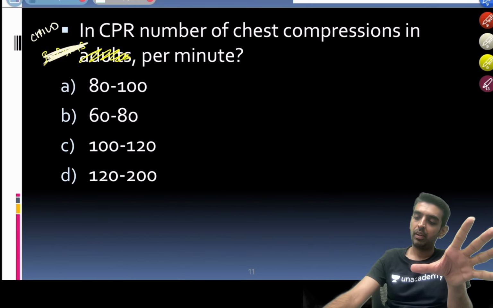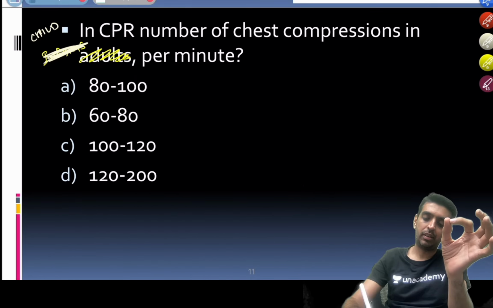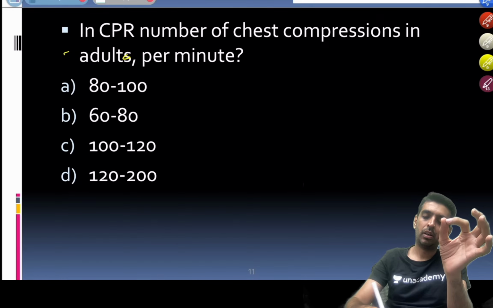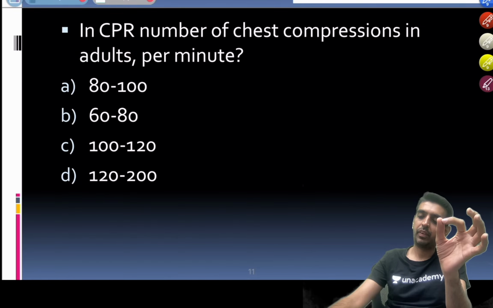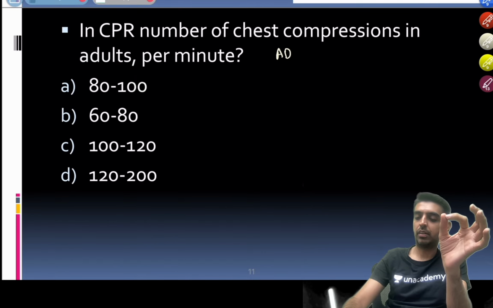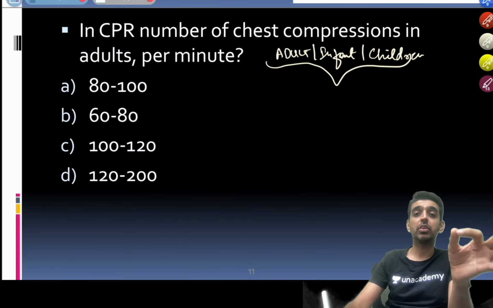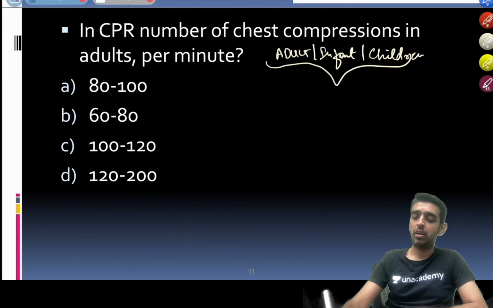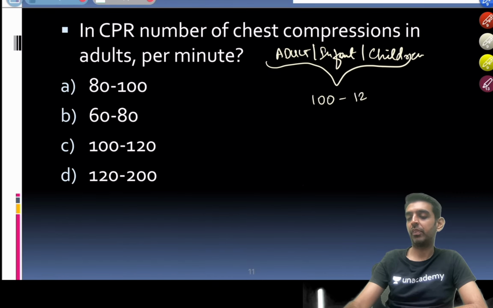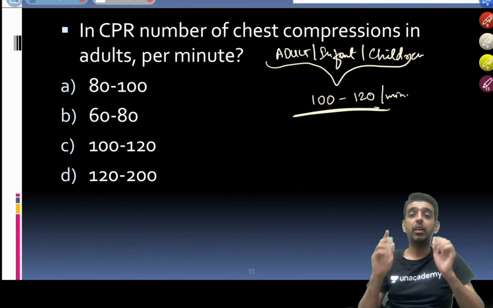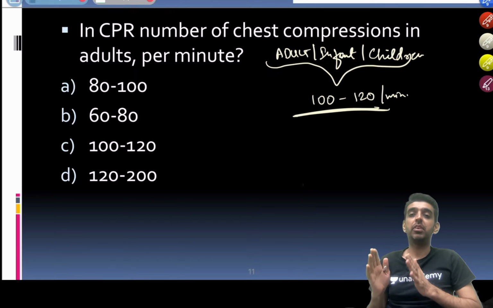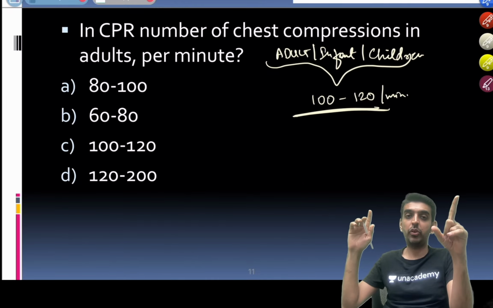All right. So whether it is adult, infant, or children, yes, the number of chest compressions in all the scenarios is always same, 100 to 120 per minute, right? 100 to 120 per minute. Clear, guys? The funda is clear now in your head.